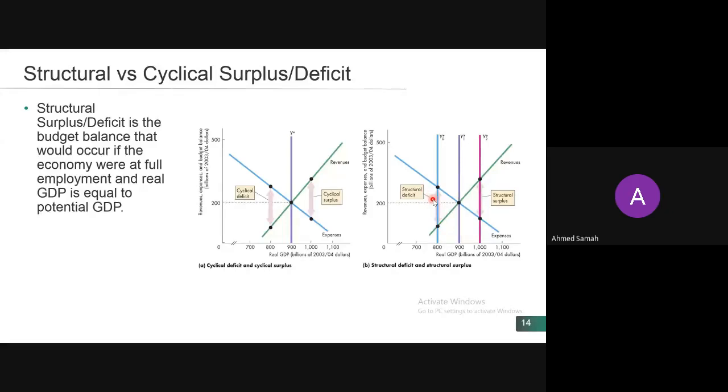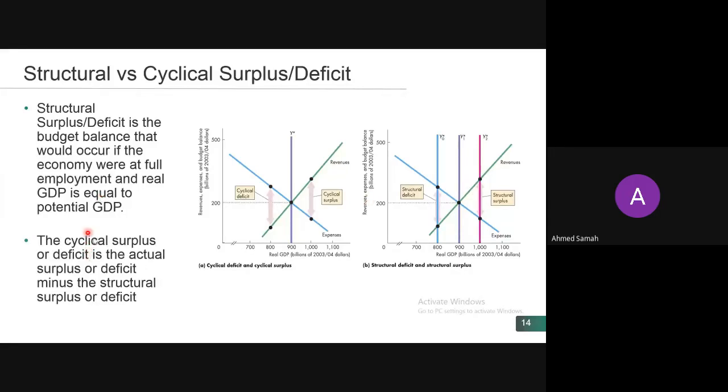And also, if this is the real GDP, and this is our potential GDP, at this point what we are seeing is that revenue is actually higher than the expenses. So at potential GDP, if the revenue is higher than the expenses, then it is a structural surplus.